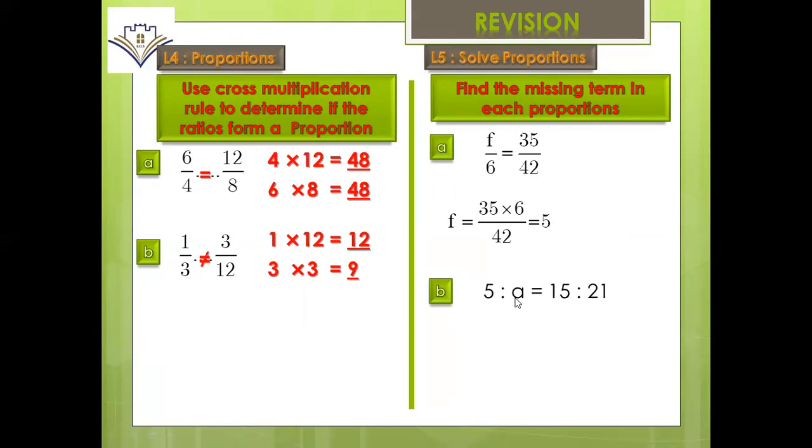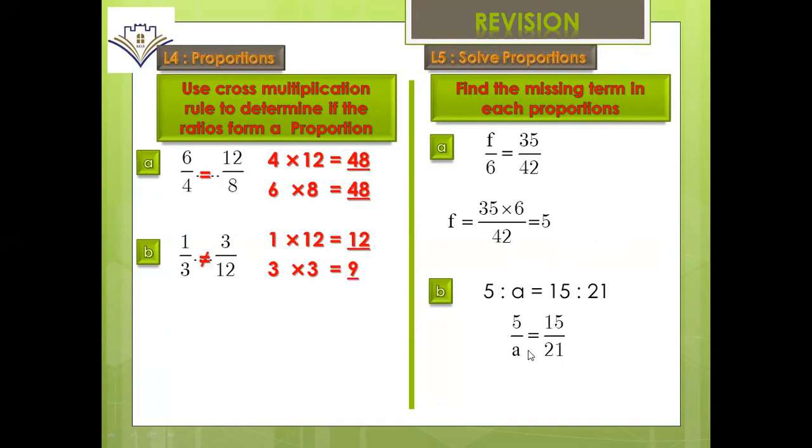Letter B, 5 to A equals 15 to 21. Write it in proportion form: 5 to A equals 15 to 21. By cross multiplication, you can get the answer in two ways. Maybe 15 divided by what equals 5? 15 divided by 3 equals 5, and then 21 divided by 3 equals 7.